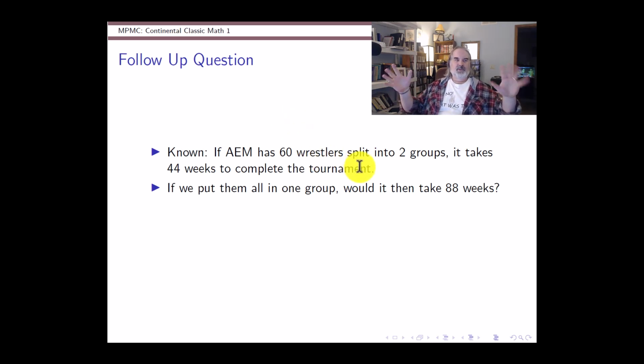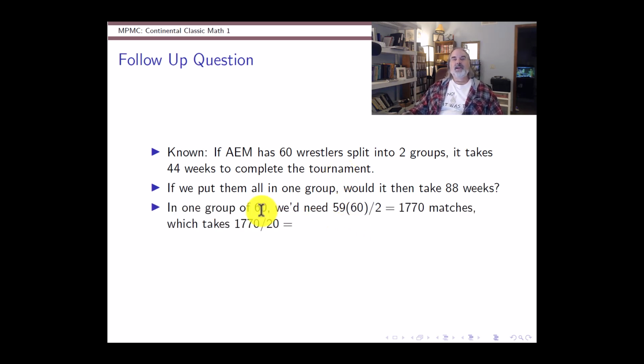Because when you split them into two groups, all the people over here are not wrestling any of the people over here, except in the possible very final match. Okay, but if we just put them all into one group, now everybody has to wrestle everybody, all 60. Would that just double the amount of weeks it takes?